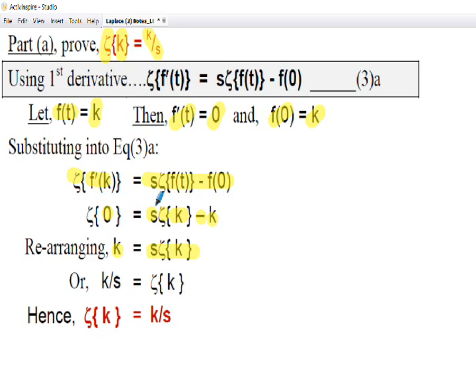That's equal to s times the Laplace transform of k, and if I divide both sides by s, I get k divided by s is the Laplace transform of k, just turning that equation around. The Laplace transform of k is k upon s.